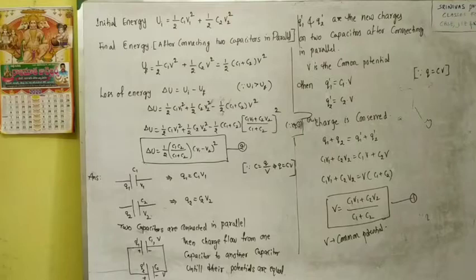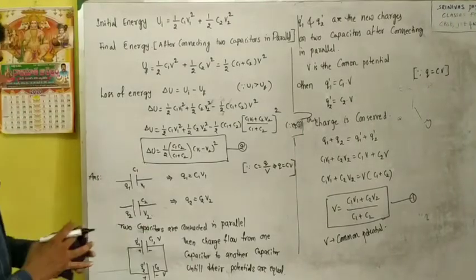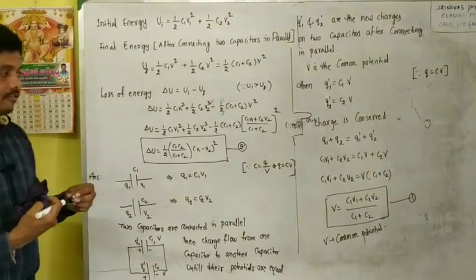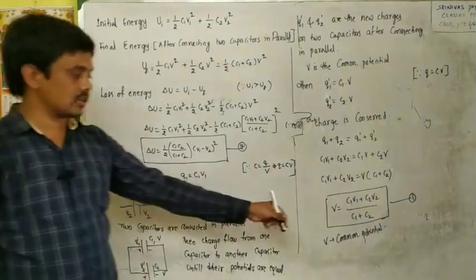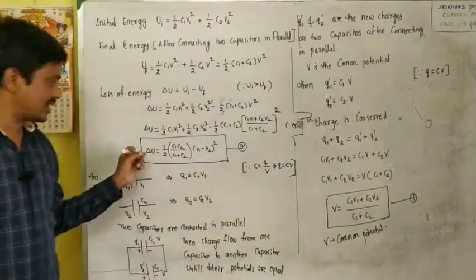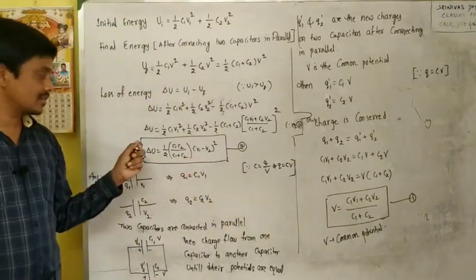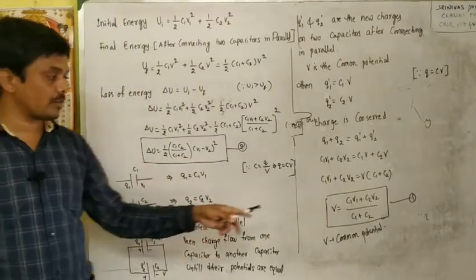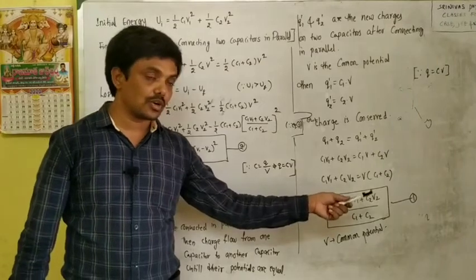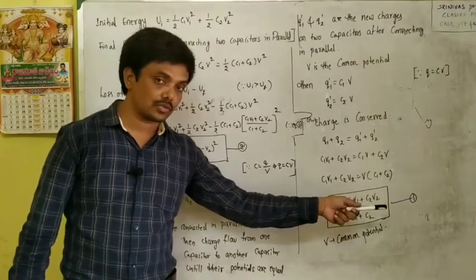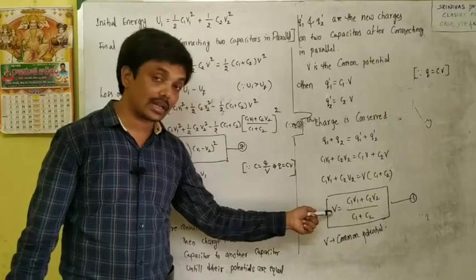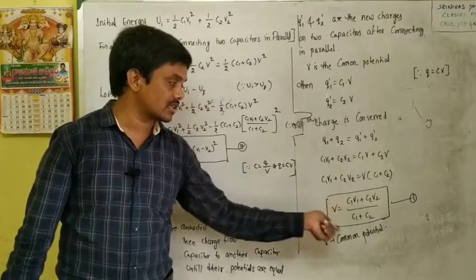Okay, and now this is the question. What is our question? The question is to find the common potential and the loss of energy. We derived the formula for the common potential and loss of energy. Two capacitors of capacitances C1 and C2 are charged to potentials V1 and V2. When they are connected in parallel, they acquire a common potential. The formula for the common potential is this one.